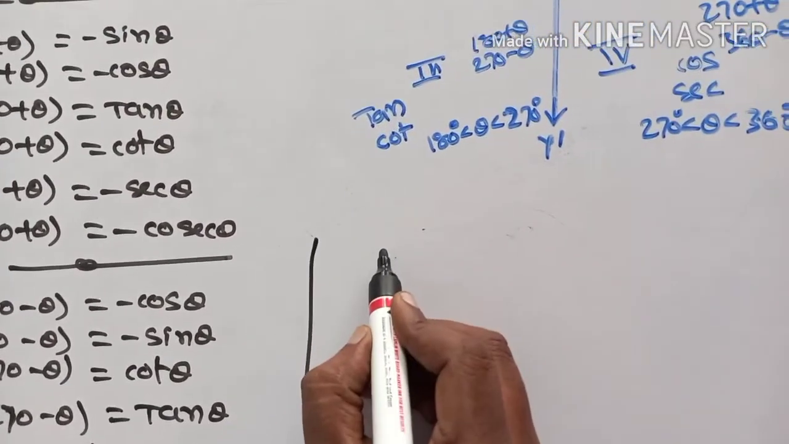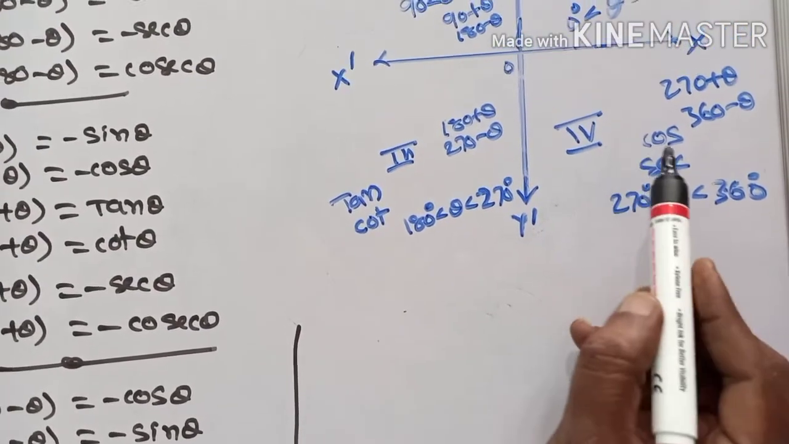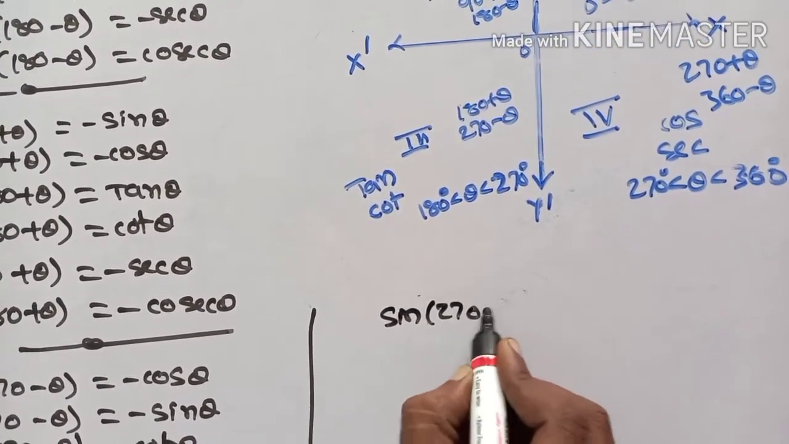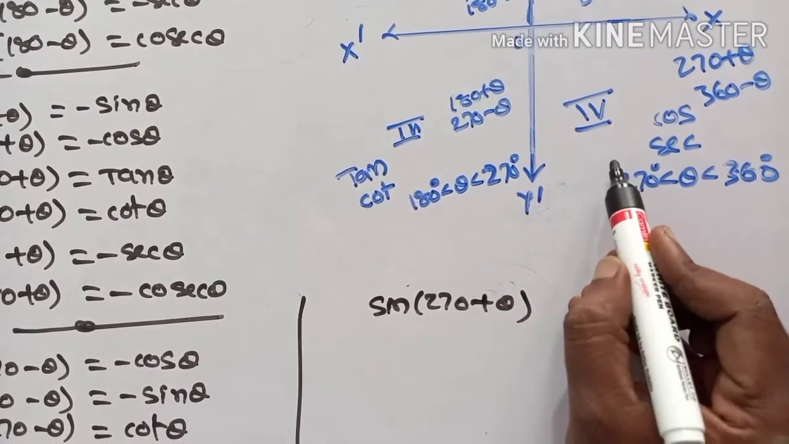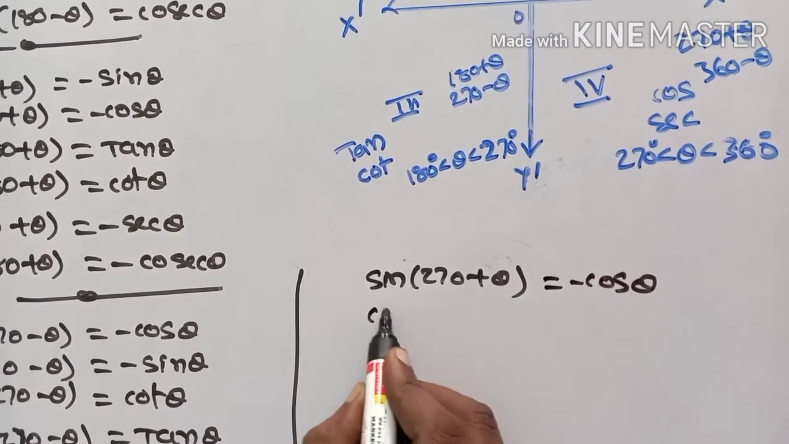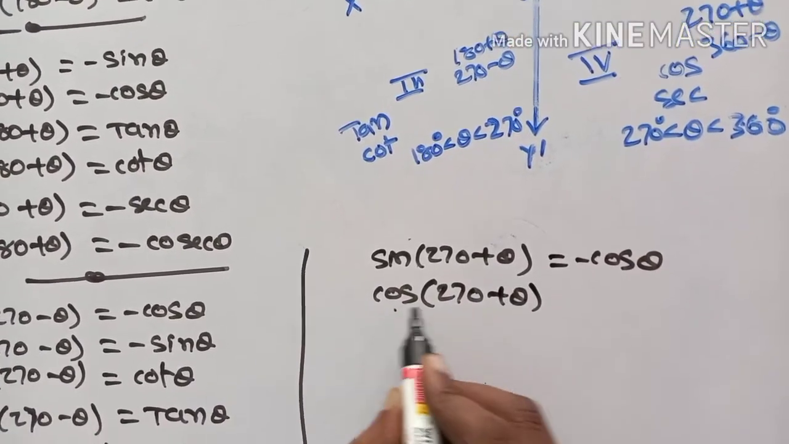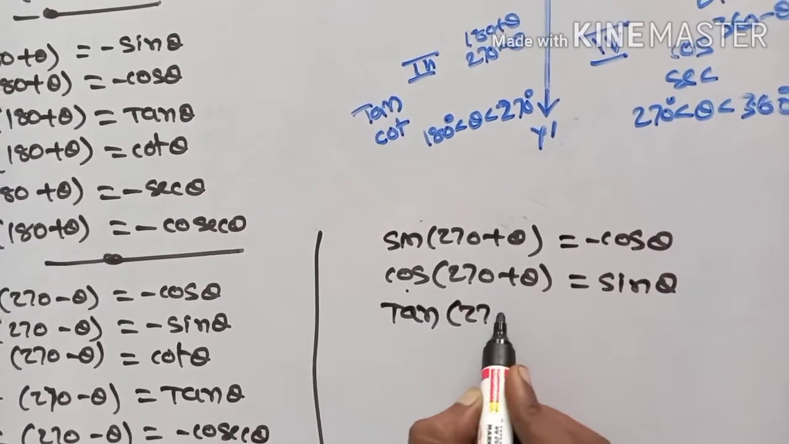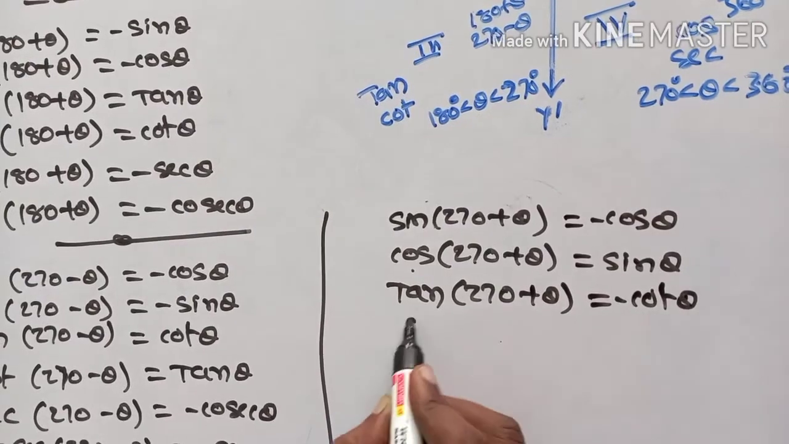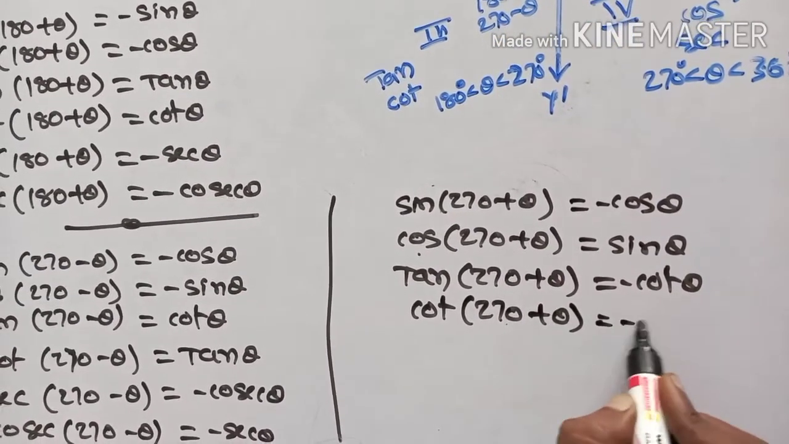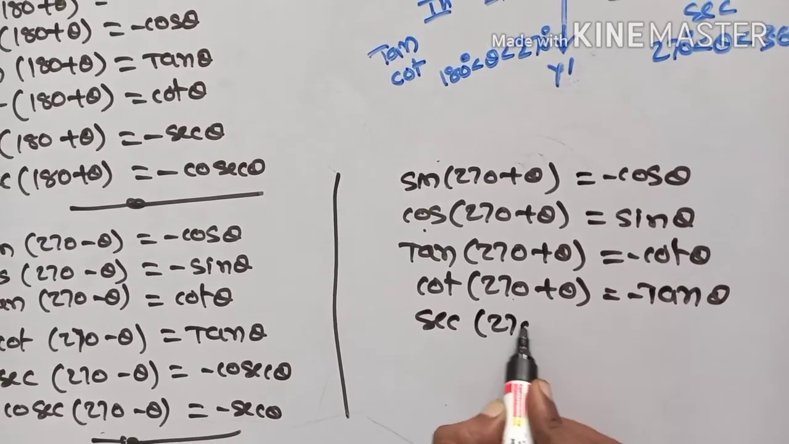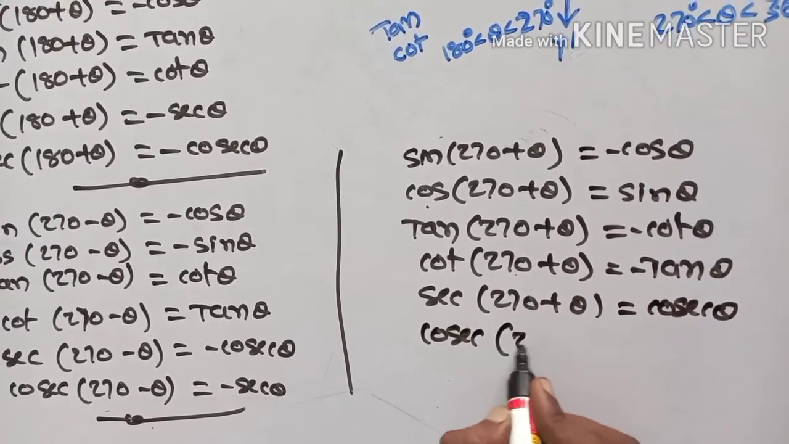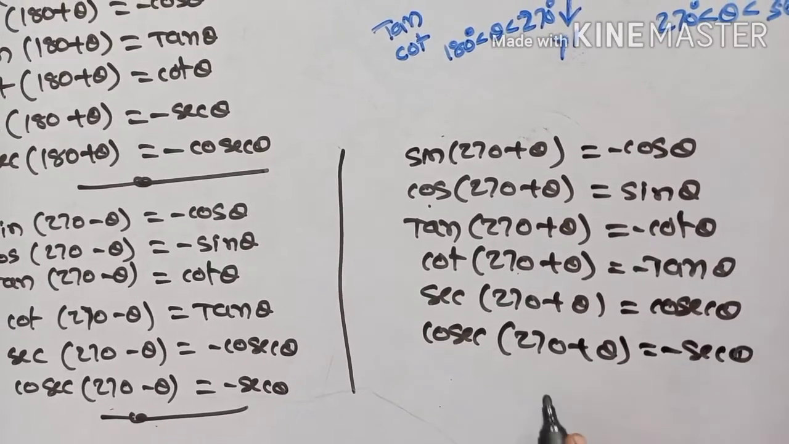Now next one, 270 plus theta. 270 plus theta is in the fourth quadrant. In the fourth quadrant, cos and sec are positive, and the remaining are all negative. Sin 270 plus theta is in the fourth quadrant, negative, so minus cos theta. Cos 270 plus theta in the fourth quadrant is positive, sin theta. Tan 270 plus theta is minus cot theta. Cot 270 plus theta is minus tan theta. Sec 270 plus theta in the fourth quadrant is positive, cosec theta. Cosec 270 plus theta is minus sec theta. That's enough.